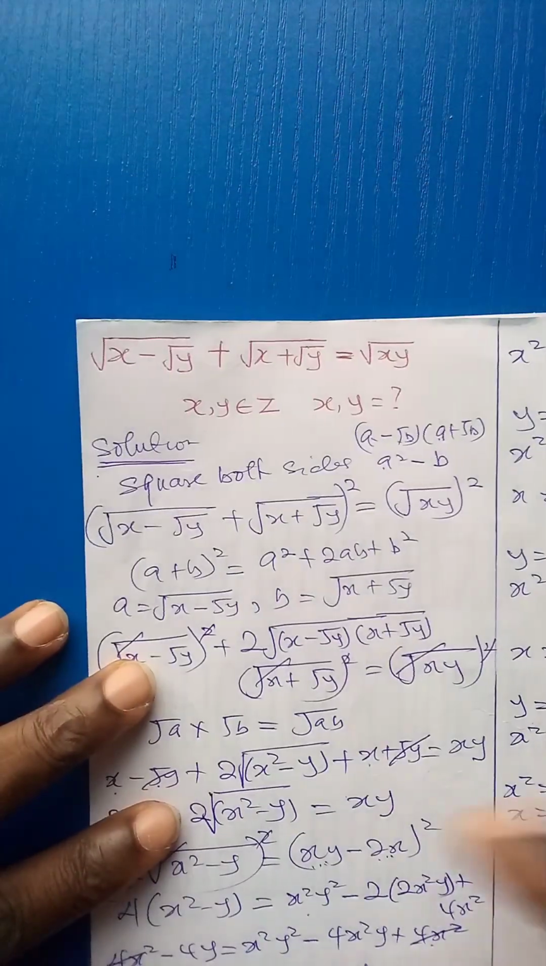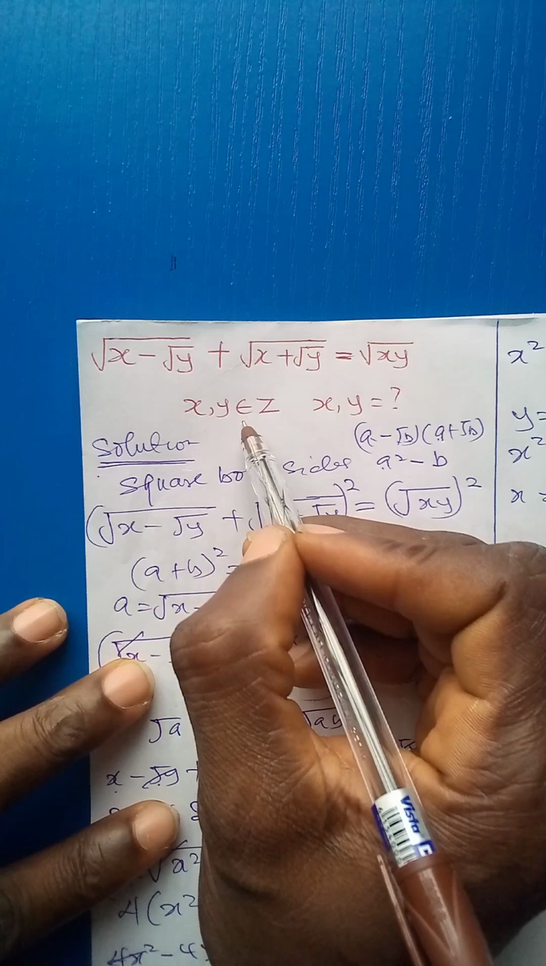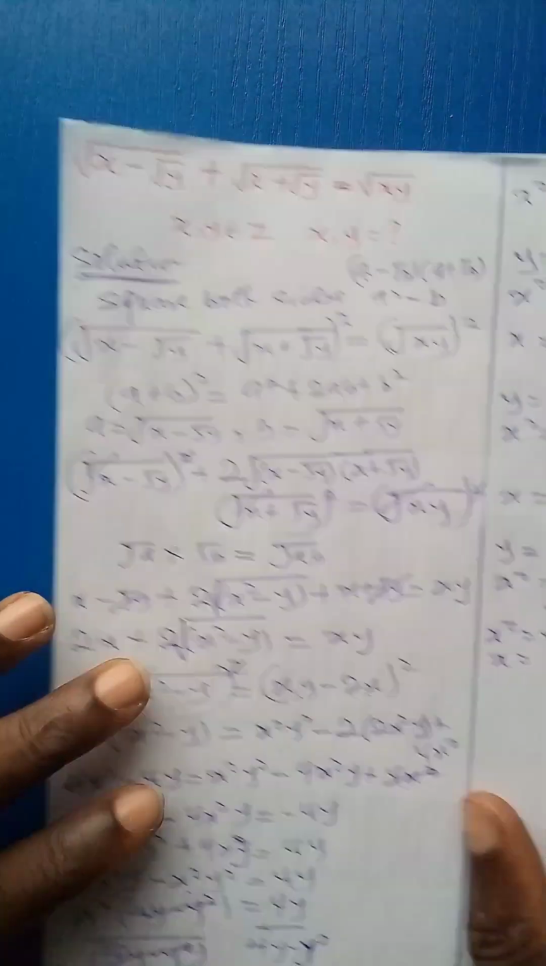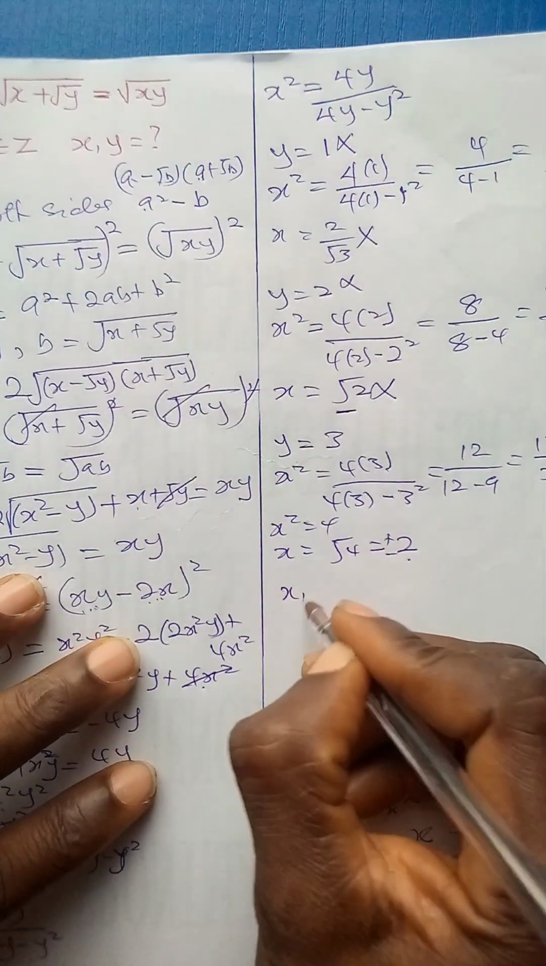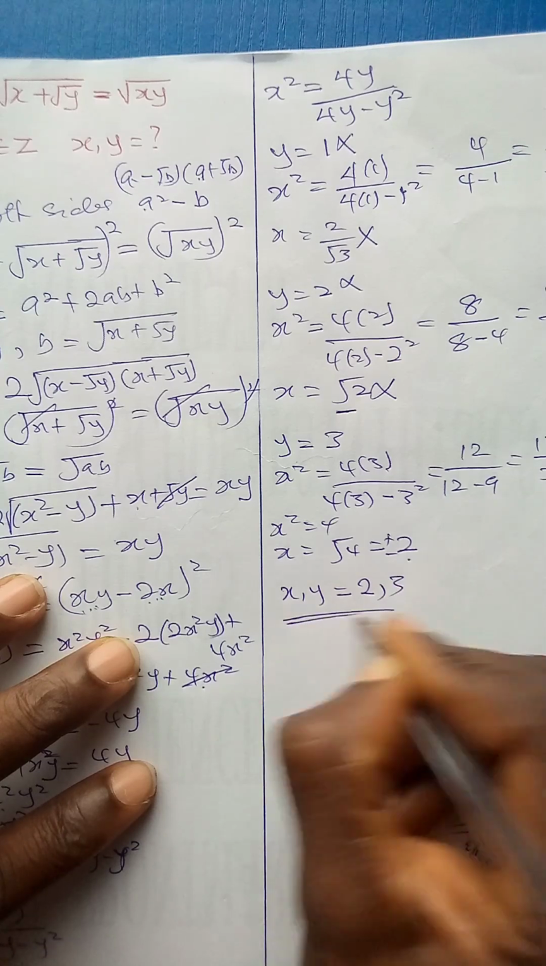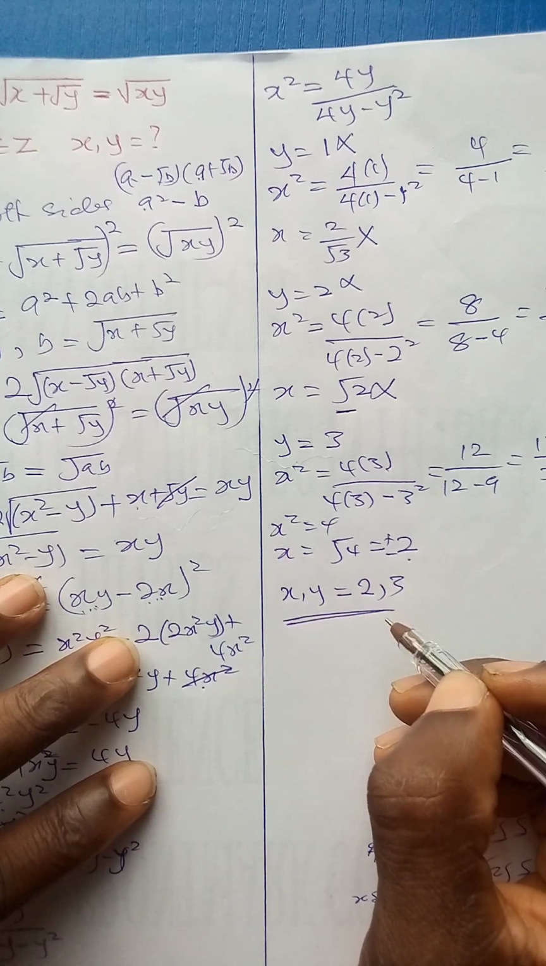Let us remember that the condition is that x, y are members of the set of integers, and it is not specified whether it is positive or negative integers. So x, y is equal to 2, 3. That becomes the solution to this equation.